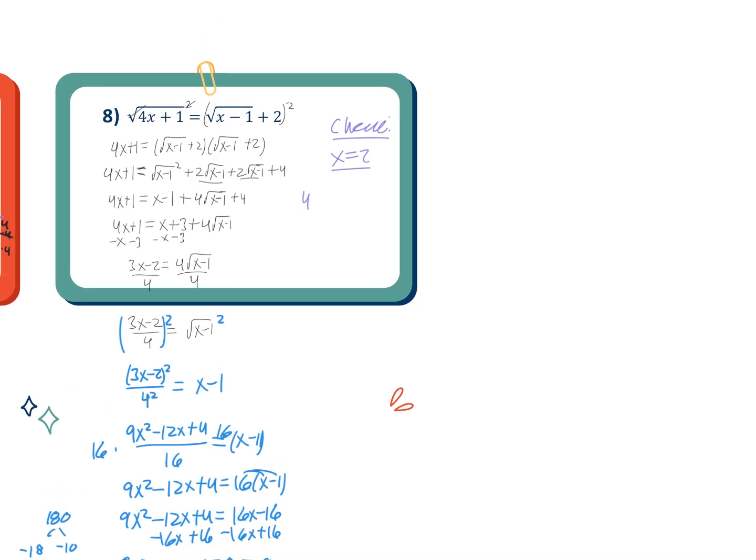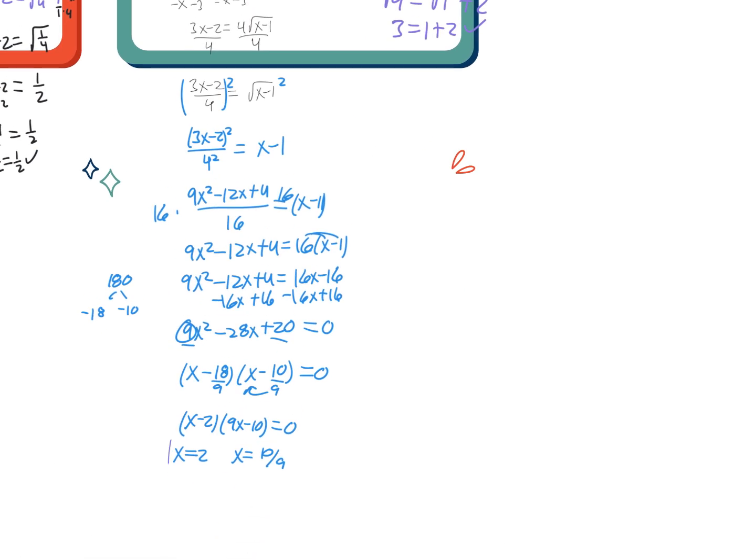So it's going to get us 4 times 2 plus 1 equals square root of, I'm sorry, not 4, 2 minus 1 plus 2. And so you end up with 4 times 2 is 8 plus 1 is 9. I get the square root of 9 equals square root of 1 plus 2, which is 3 equals 1 plus 2. Right, that does work. So then x equals 2 is a valid answer.